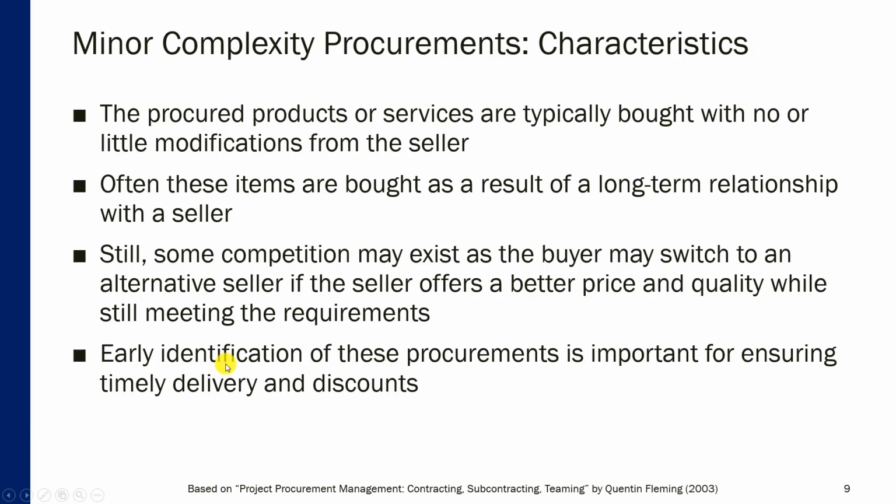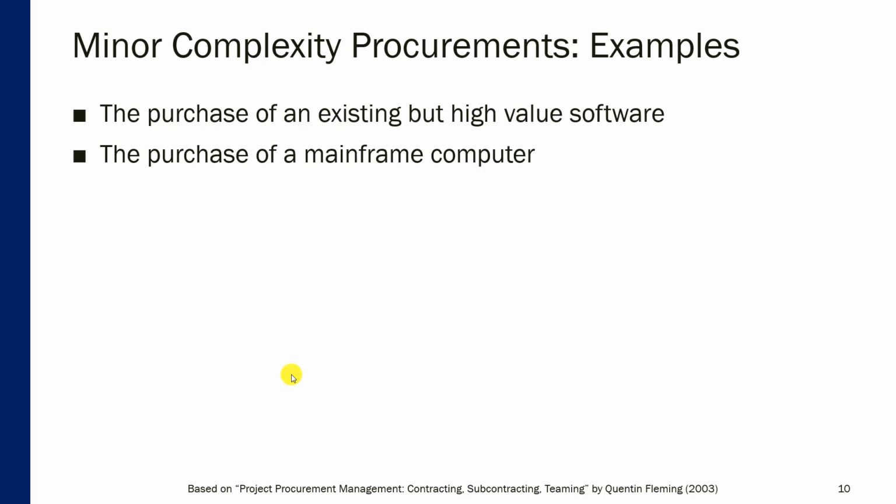Now, still, although those are not major complexity procurements, buying something big and expensive, even if it already exists, may require some time. So early identification of these procurements is quite important for ensuring timely delivery and discounts, so that you get a good price and the asset, the product or service is delivered on time, so that you can comply with the overall project timeline.